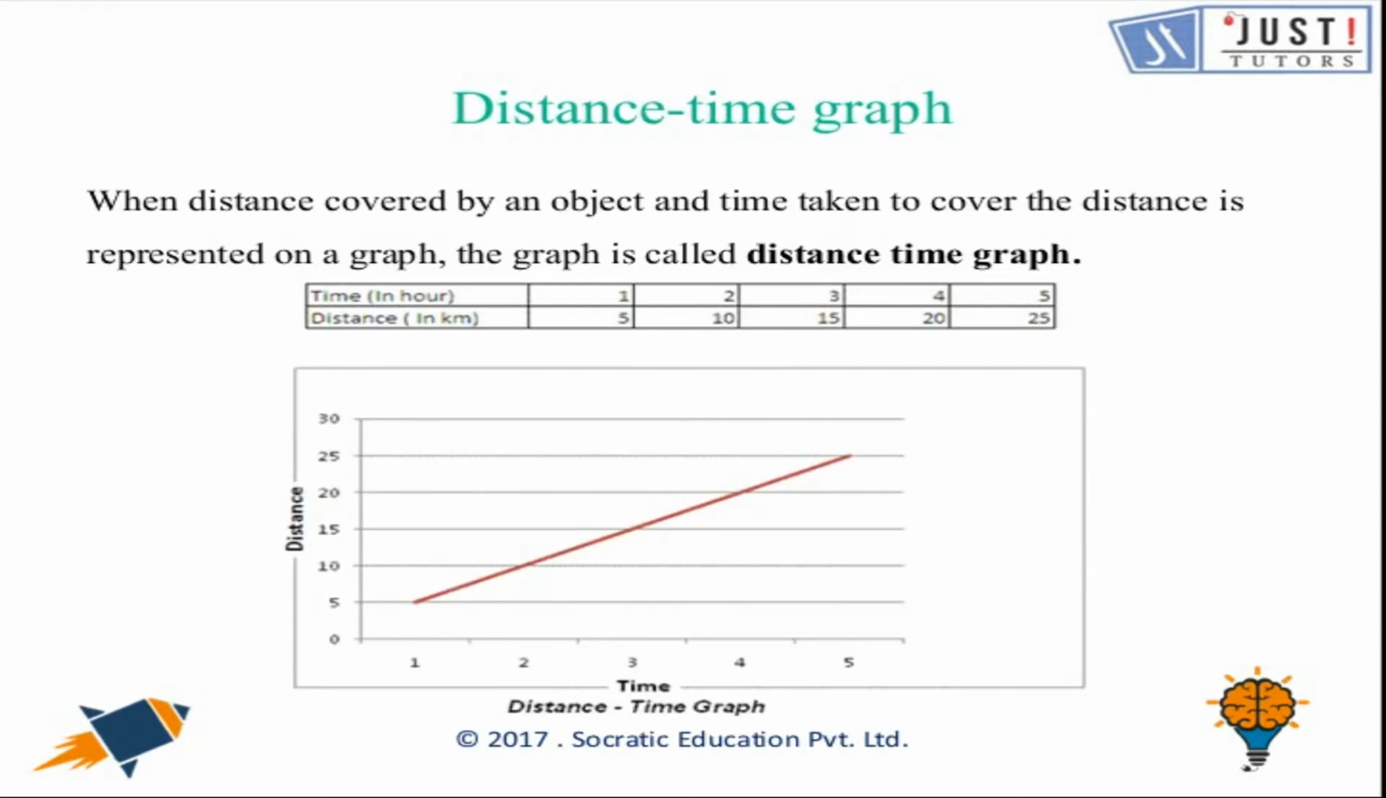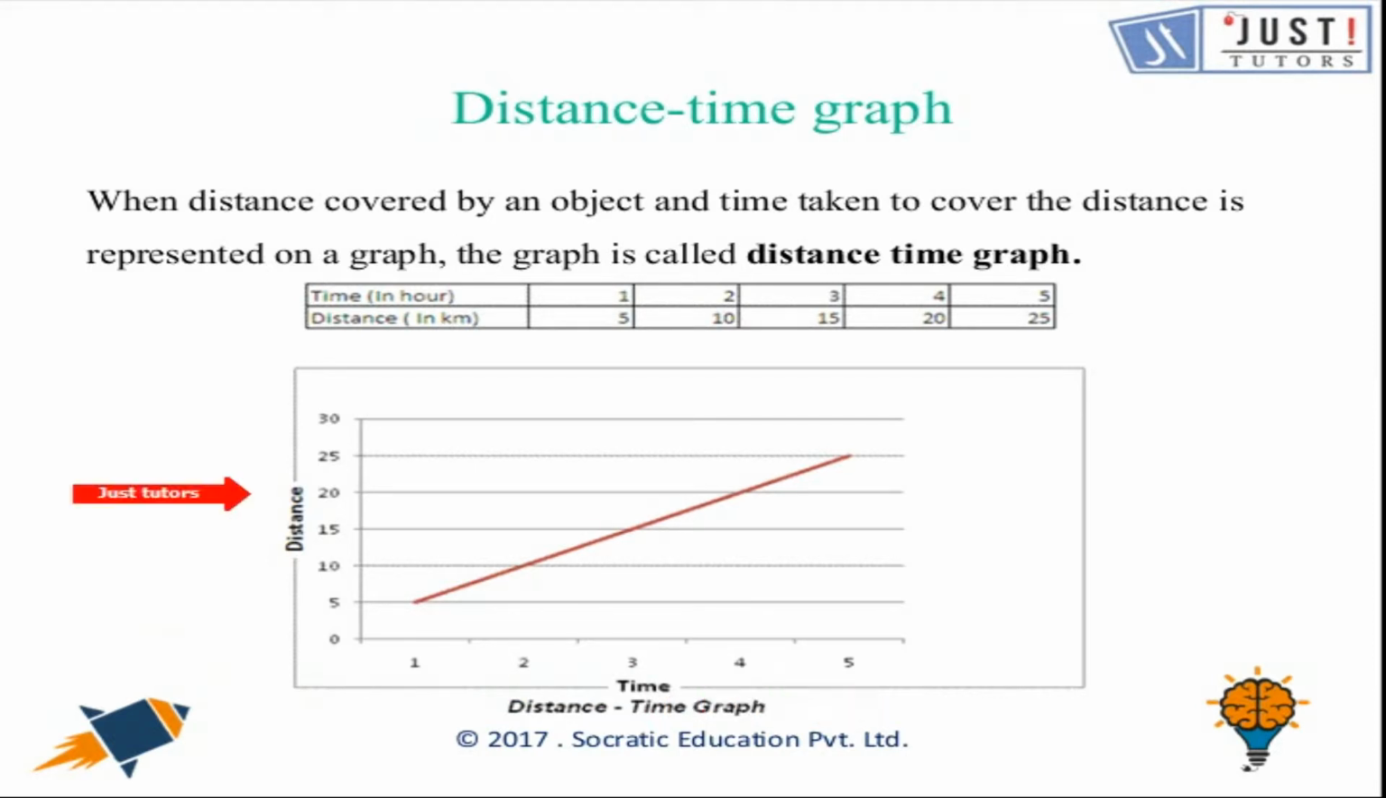Now moving on, the next topic would be the distance time graph. Now when the distance covered by an object and the time taken to cover that distance is represented on a graph, we call that a distance time graph. Now as you can see here, the distance has been shown on the vertical axis and the time has been shown on the horizontal axis right here.